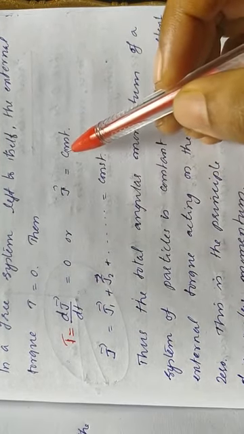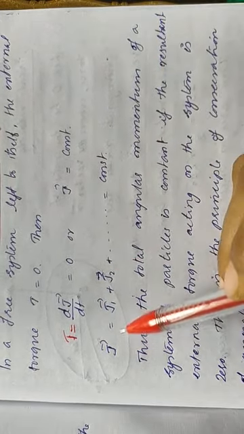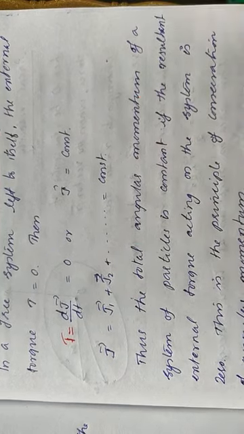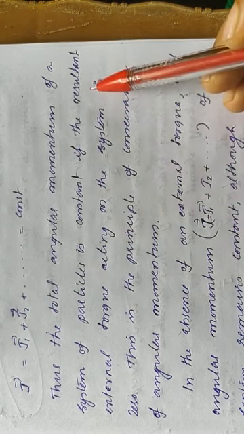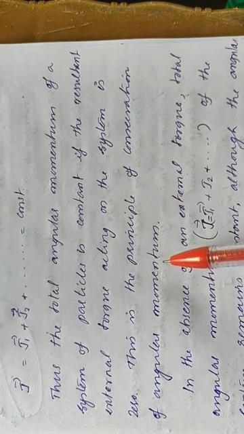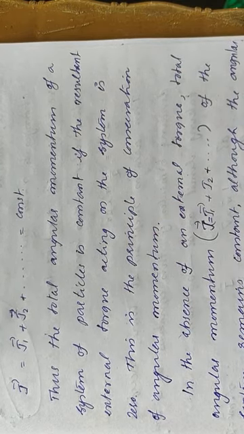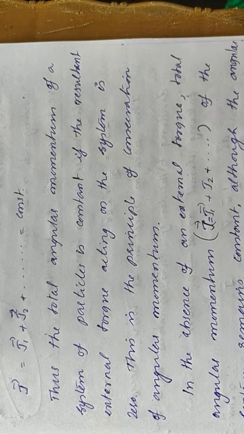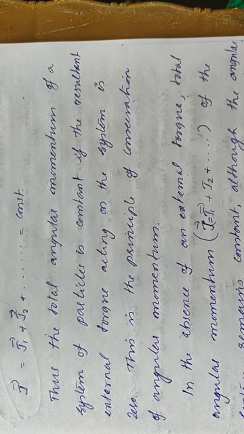So J is constant, which means J equal to J1 plus J2 plus etc. is a constant. Thus the total angular momentum of a system of particles is constant if the external torque acting on the system is 0. This is the principle of conservation of angular momentum. So the principle says that if the external torque acting on the system is 0, the total angular momentum remains constant.